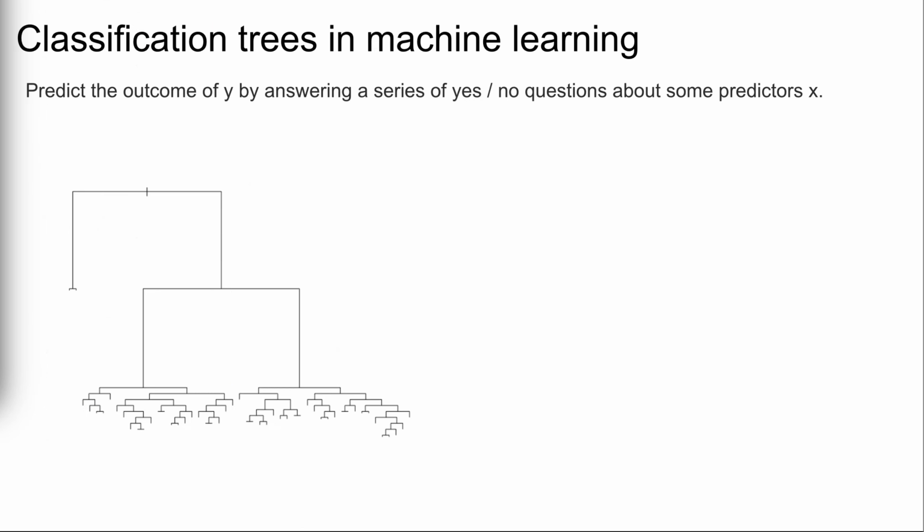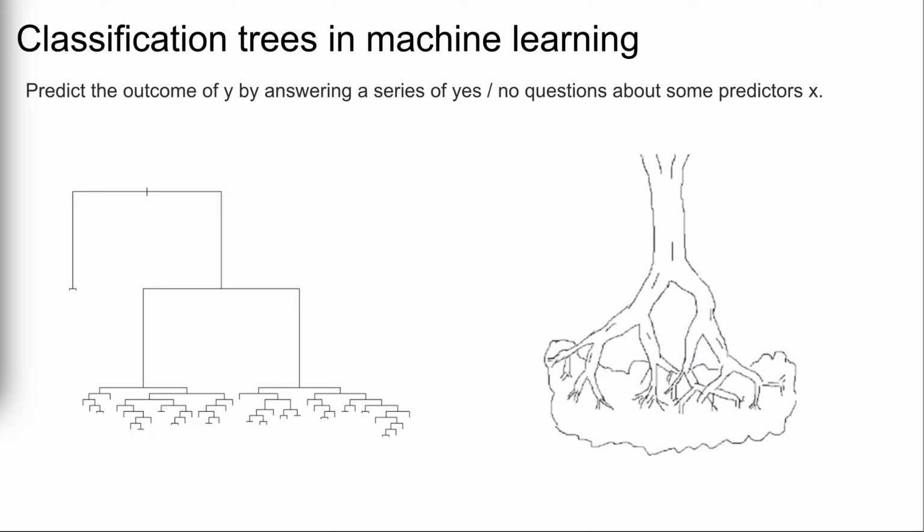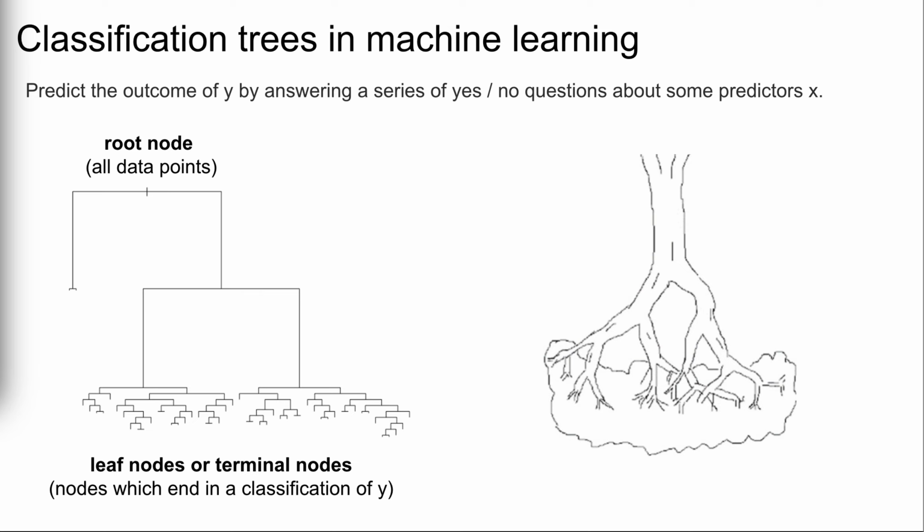In machine learning, we can use a similar approach to predict the outcome of some y variable by answering a series of yes/no questions about our predictors x. The resulting classification tree is like a real tree, but upside down. Its roots, or the root node, starts with all data points. And through a series of yes/no questions, it filters the data points into the leaf nodes, or terminal nodes. These nodes end in a classification of y.